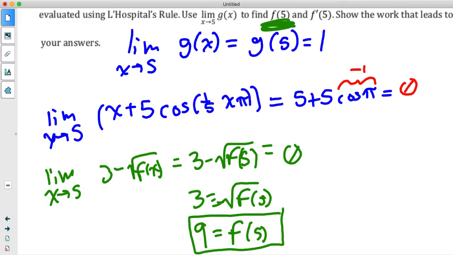Like I said, when I did this, I just jumped right into taking the derivative, and that is not the case yet. That is what we are actually going to do in the second part when we find our f prime of 5.